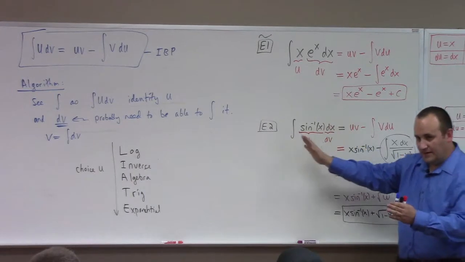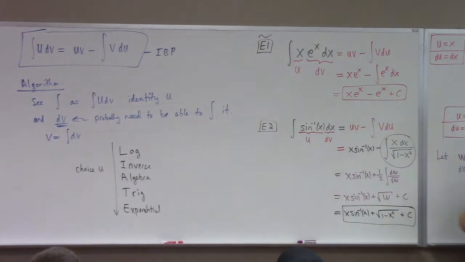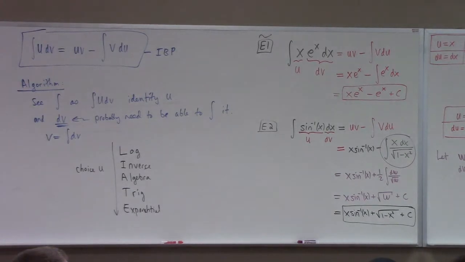LIATE gave good sage advice. Here we have the natural log. LIATE says this is the king of all u choices. u is the log. Game over. It worked, right?